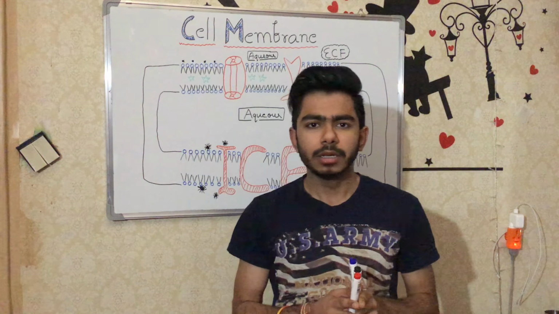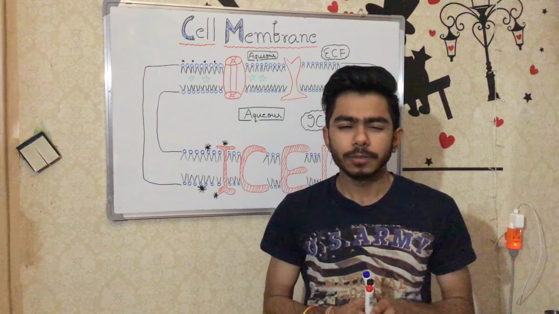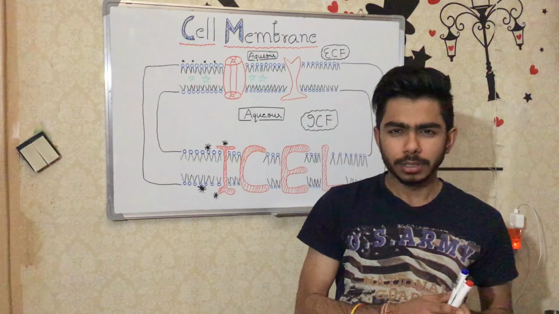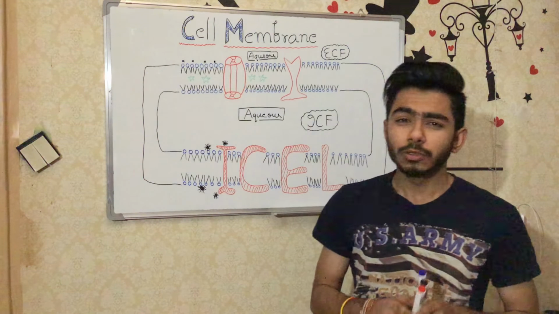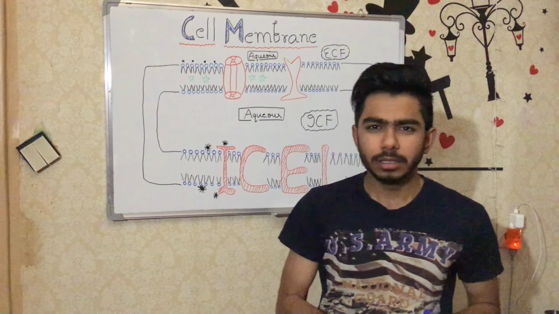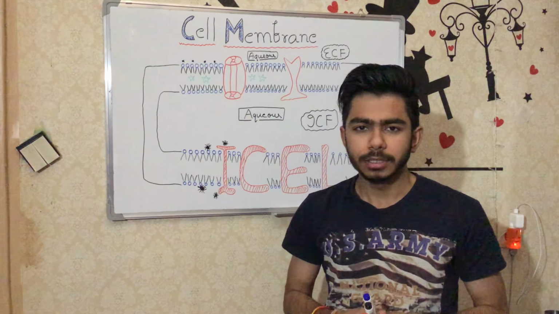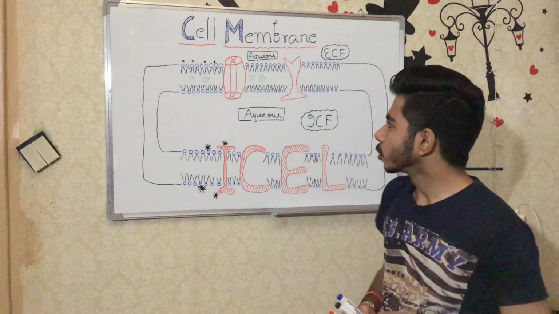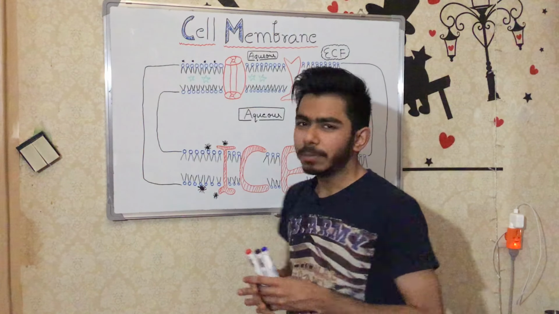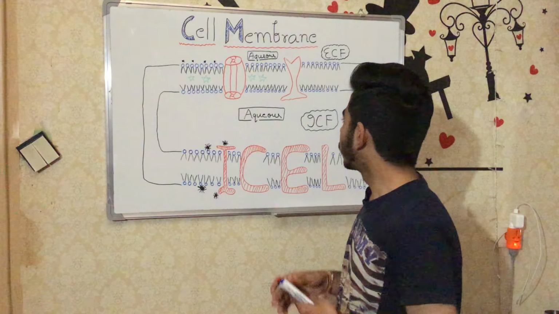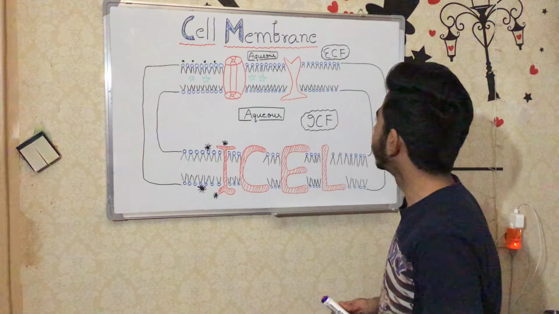About 50% of the cell membrane is made up of phospholipids and about 47% is made up of the associated proteins, and 3% is made up of carbohydrates and other lipids. So let's talk in detail about the functions of the cell membrane, its structures, and what this diagram which I've drawn over here means.